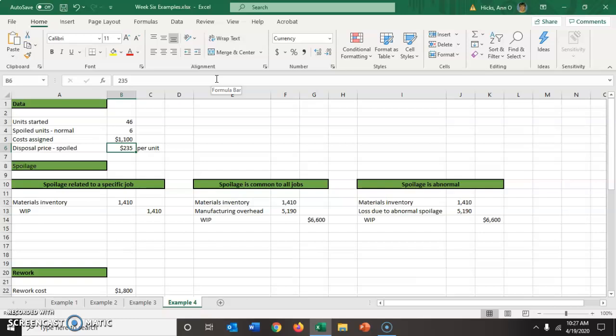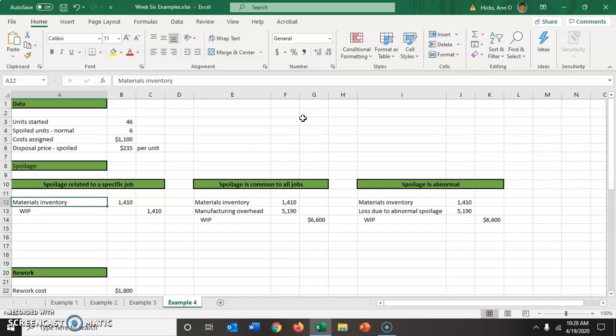So the first thing that we need to do is identify for the spoilage, were these units specifically related to a particular job, and was the spoilage that occurred the result of a particular job, or was it the result of something that is common to all jobs we're working on? Remember, under job costing, we accumulate costs on a job-by-job basis.